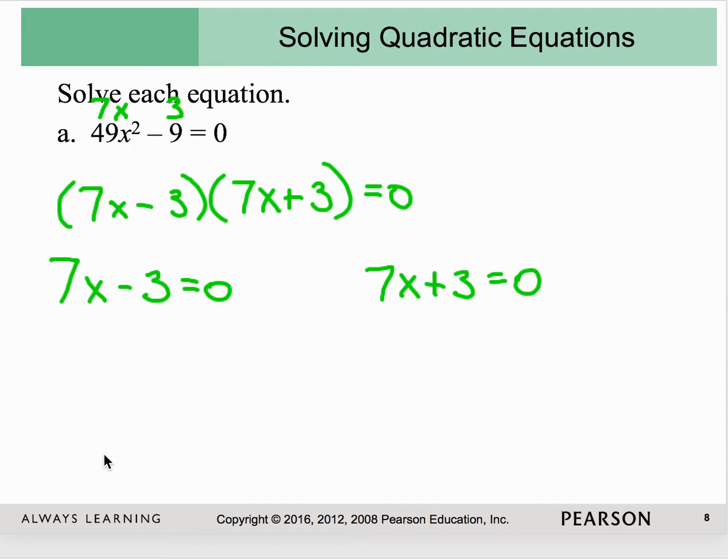Can you just write what x equals? Did you get 3/7 and negative 3/7? Can you see that? Because your step is, I'm going to move that 3 over and divide by 7, right? So add 3. We do this so often that it's really nice to just be able to, after we get our factors, understand what our answer is.